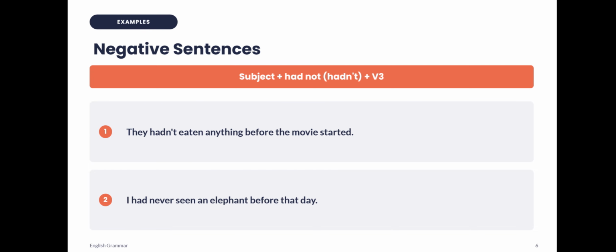For negative sentences, we just add not after had, so had not, or the short form hadn't. For example, they hadn't eaten anything before the movie started. I had never seen an elephant before that day.